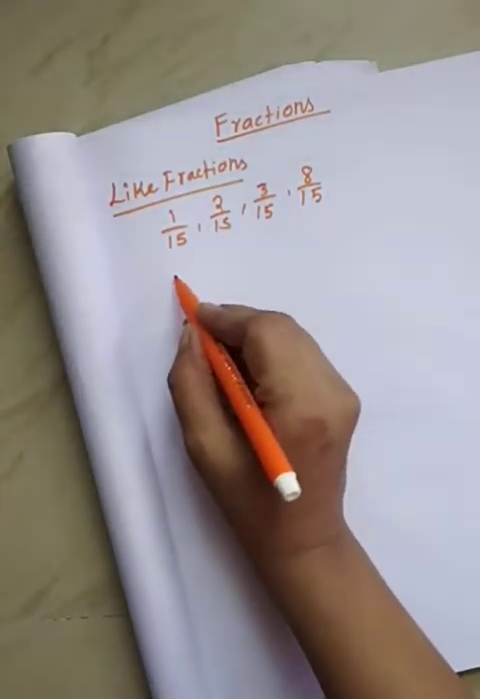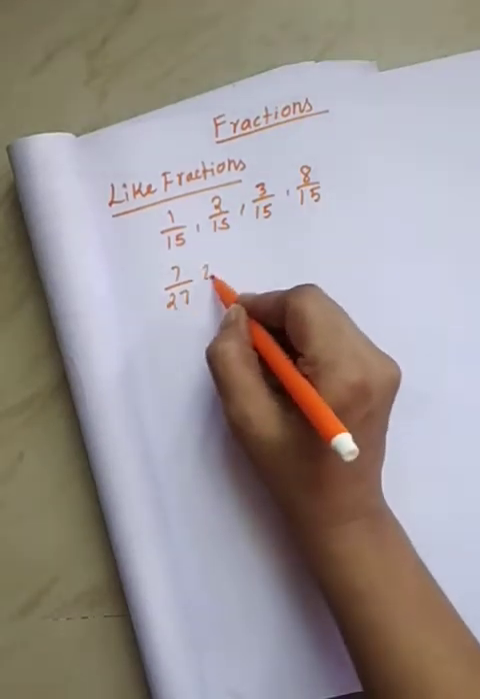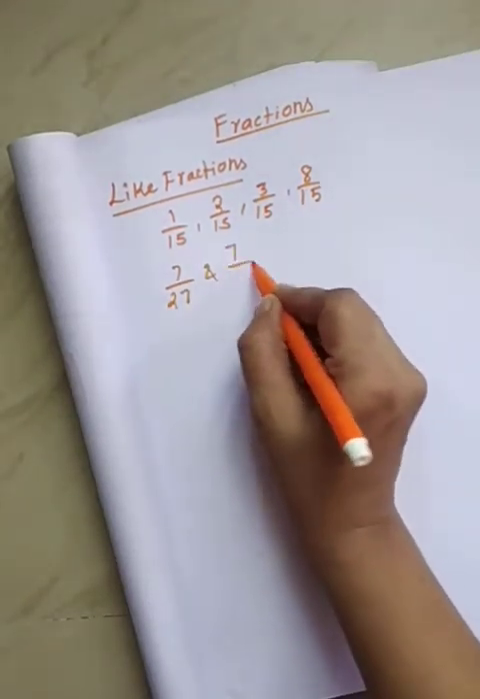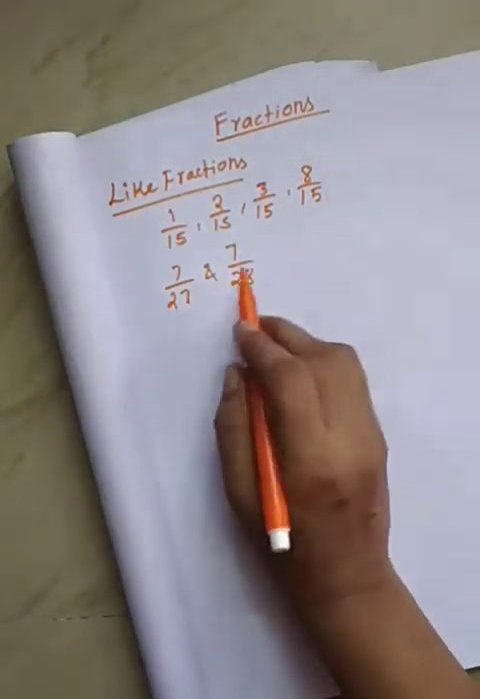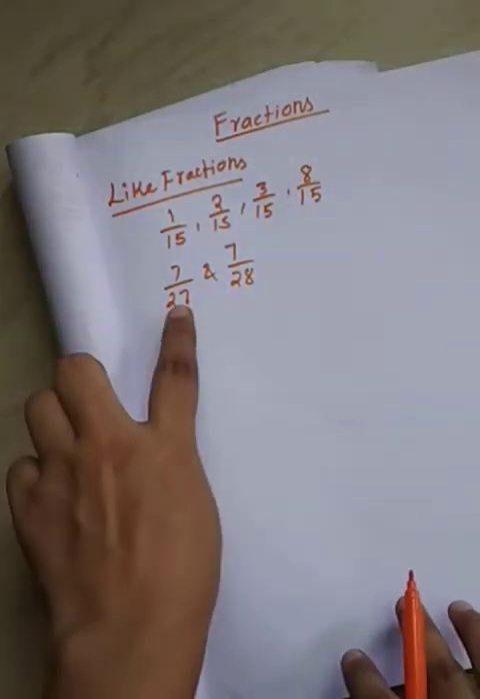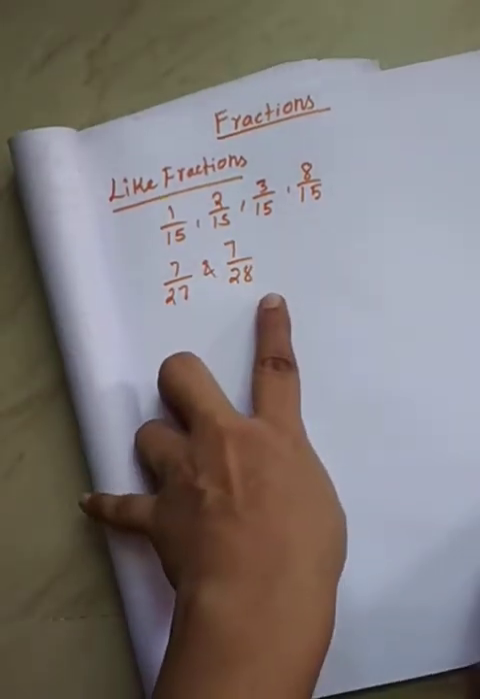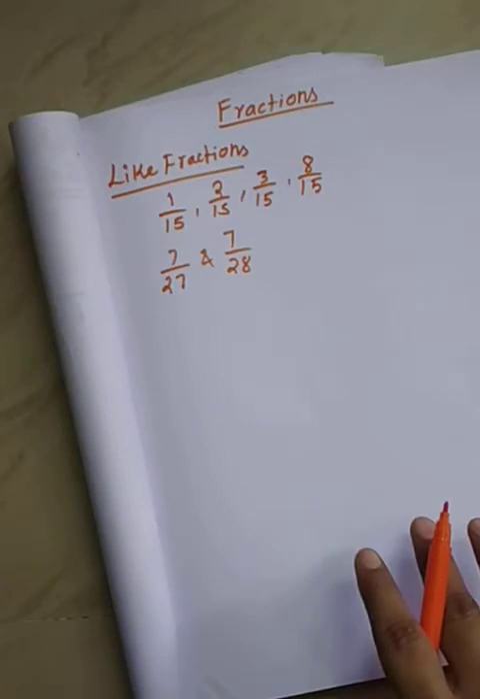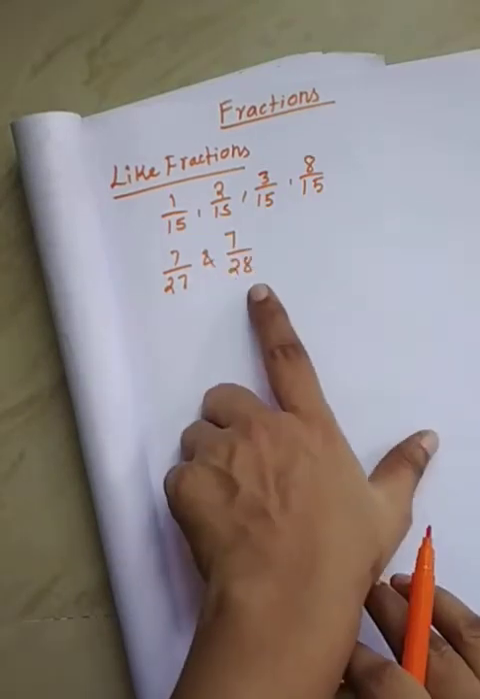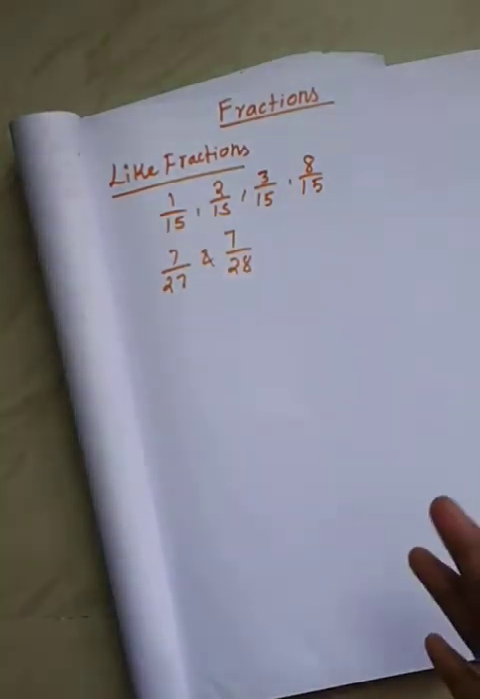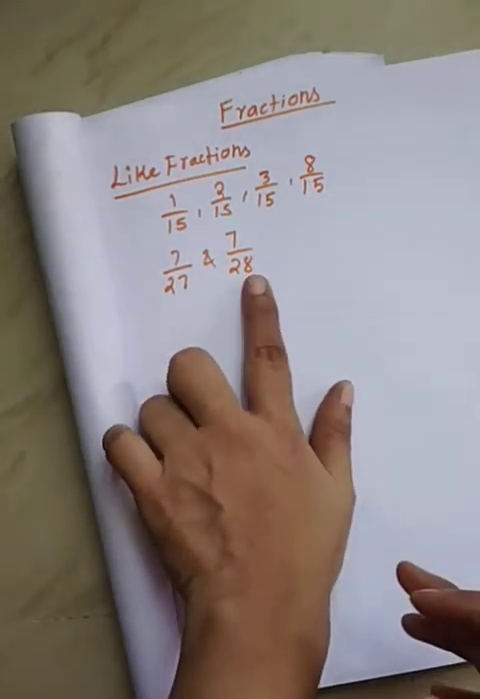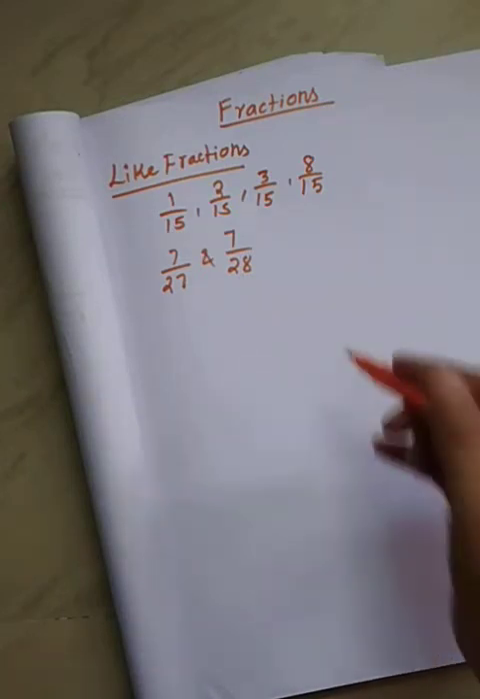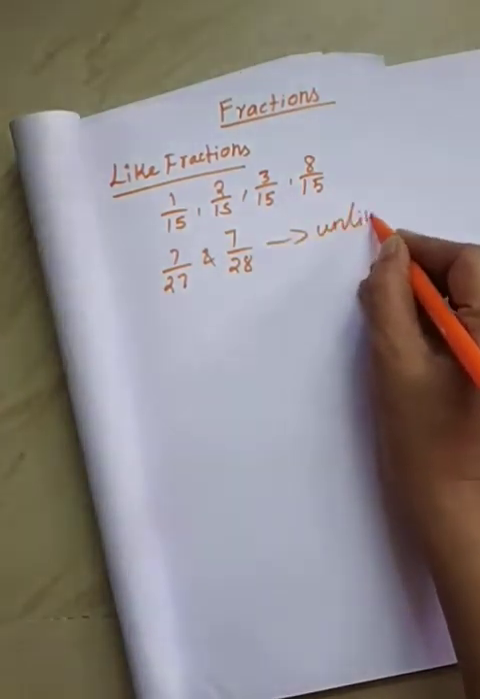Now see 7 by 27 and 7 by 28. Are these two terms like fractions? See, what is the answer? Are 7 by 27 and 7 by 28 like fractions? Their denominators are different. See the denominator? The denominators are different. Therefore, they are not like fractions. They are called unlike fractions. This is unlike fractions.